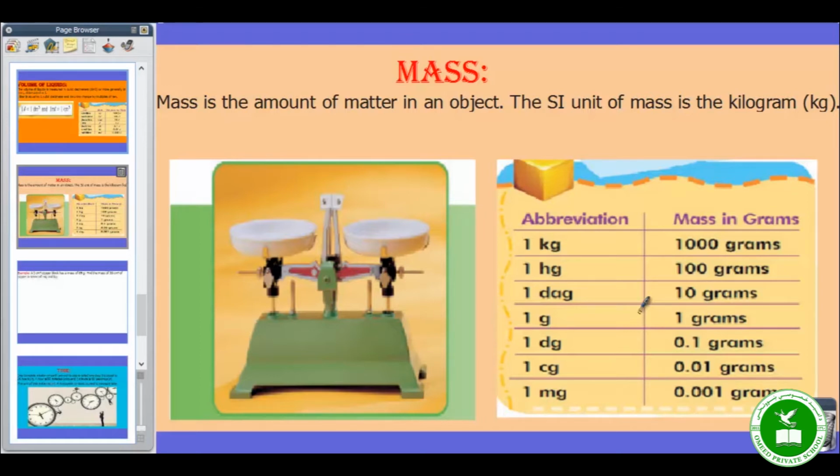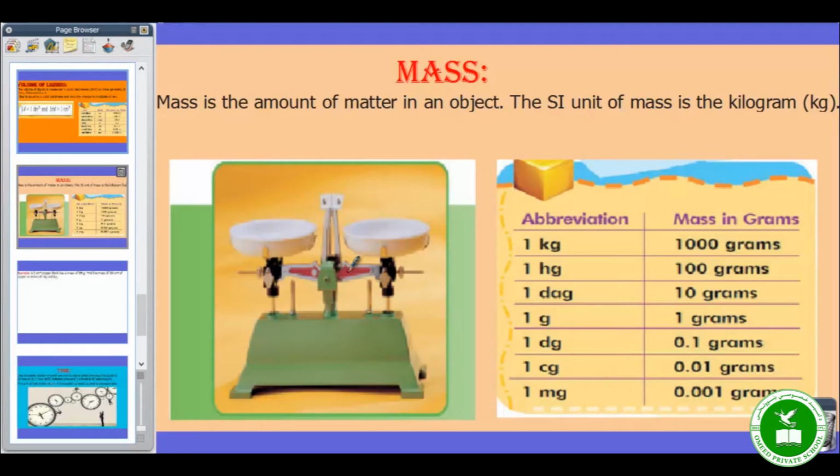Mass is measured by this instrument. This instrument is known as an equal arm balance. Using an equal arm balance, we measure the mass of different objects. For example, how many kilograms of apple, or how many kilograms of rice? We use these kinds of instruments. But today we also have digital balances. Generally we use digital balances.